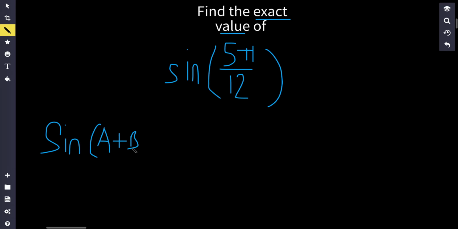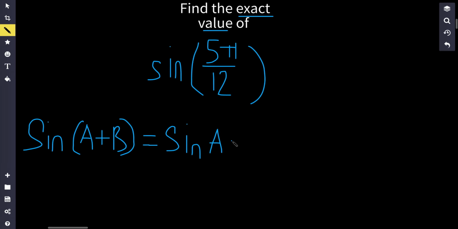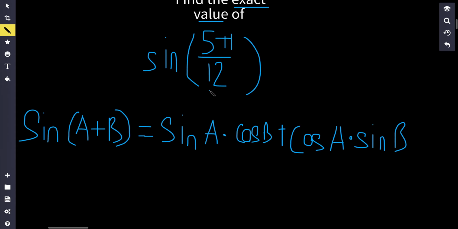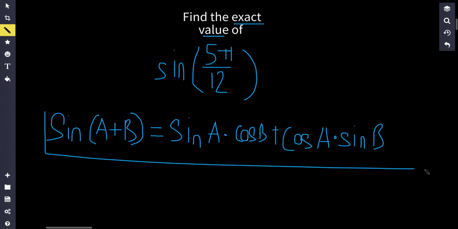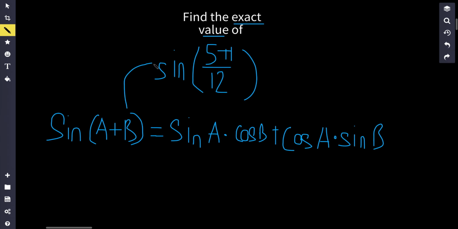So let's write this all out. I'm not going to prove this in this video. I'll make a proof video another day. But basically, sine of a plus b is equal to sine of a times cosine of b plus cosine of a times sine of b. So you're doing a kind of switcheroo here.